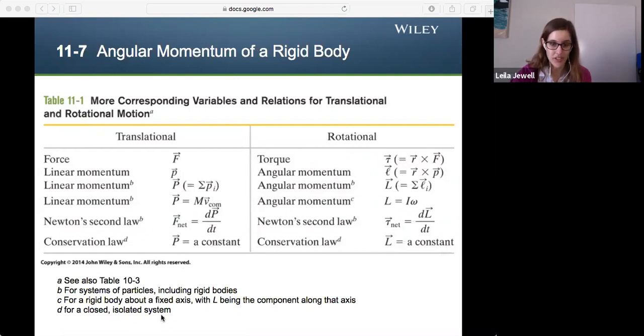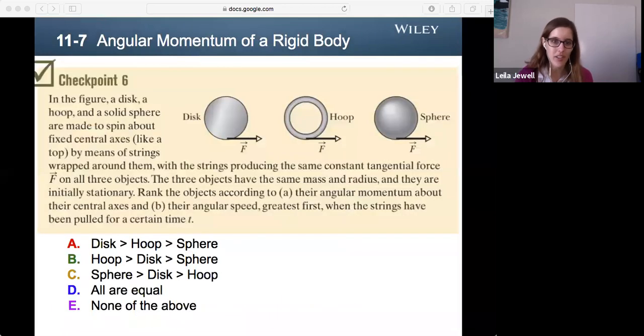So closed isolated system, it tells us in that. So that is coming. That should be good to see. Before we get there, we have one more checkpoint to do in this section.